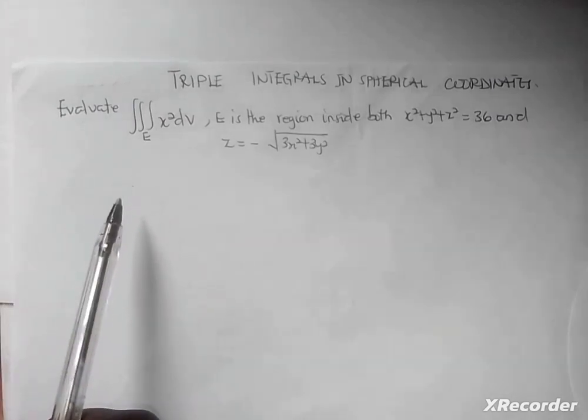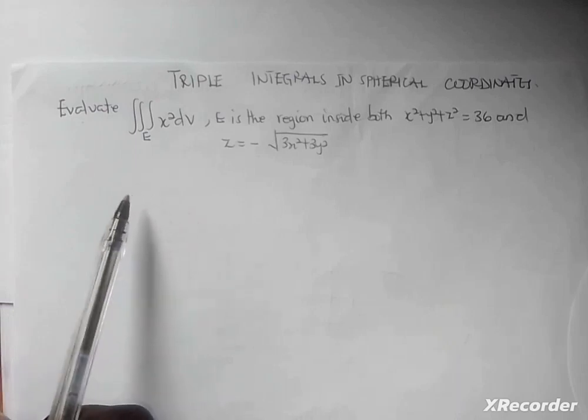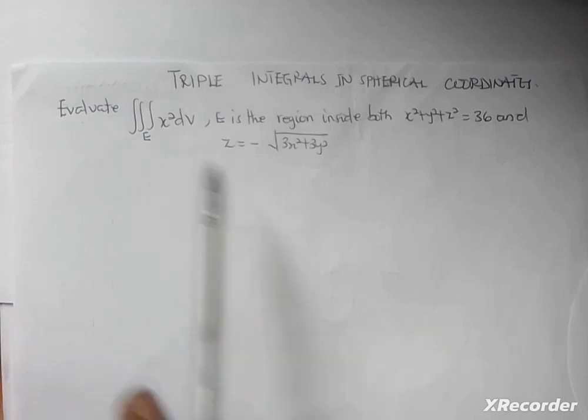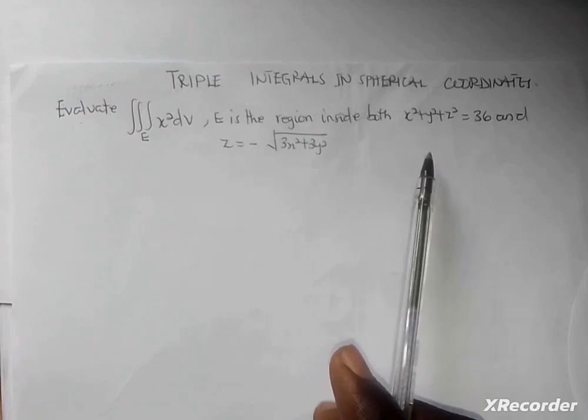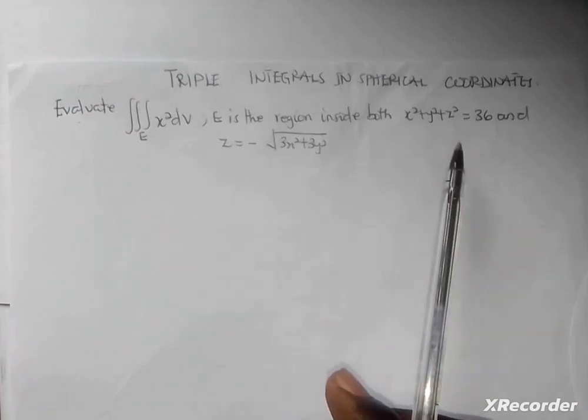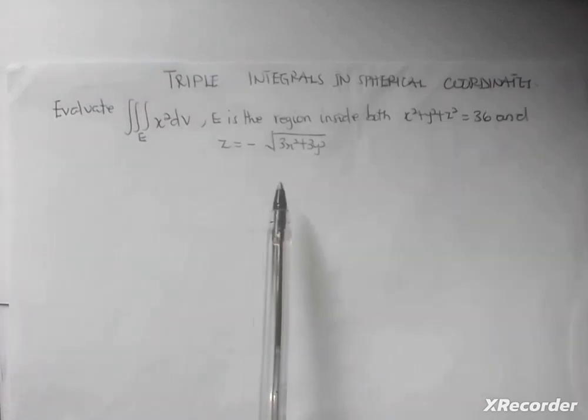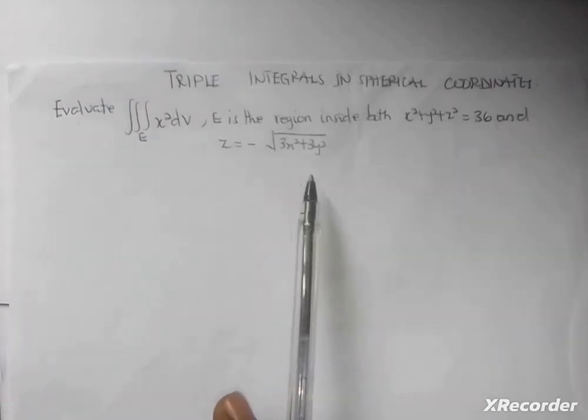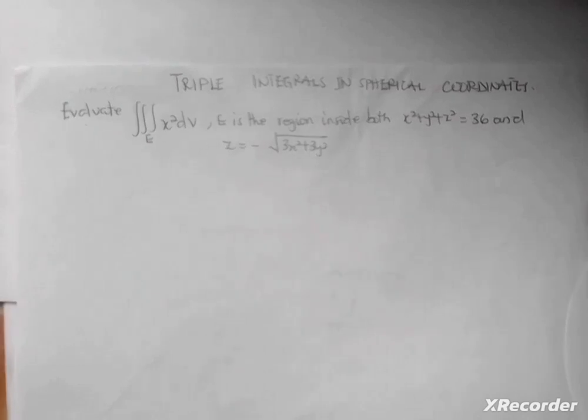Evaluate the triple integral of x squared dV, where our region E is inside both x squared plus y squared plus z squared equals 36 and z equals negative square root of 3x squared plus 3y squared.